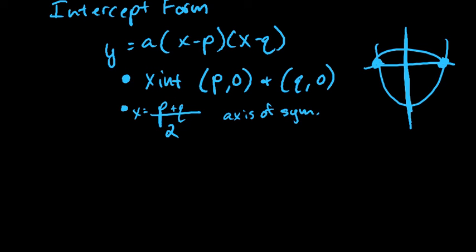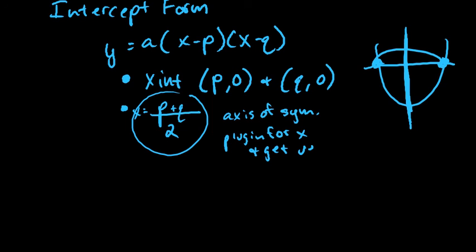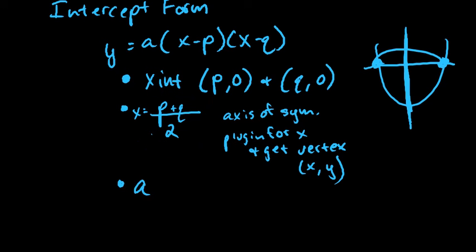And if I have that, then I can plug this back in for x and get my vertex. So then you're going to have an x comma y for your vertex, where your x value is p plus q over 2. And last but certainly not least, your a. If it's greater than 0, it opens up. If it's less than 0, it opens down.